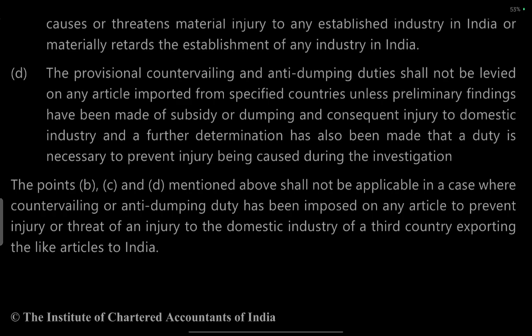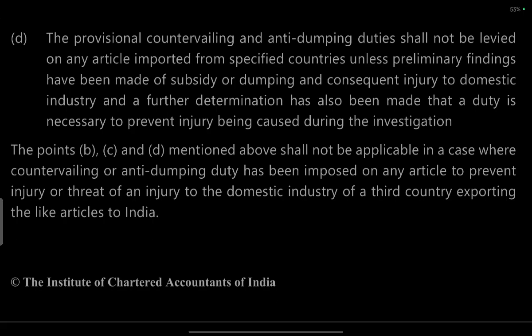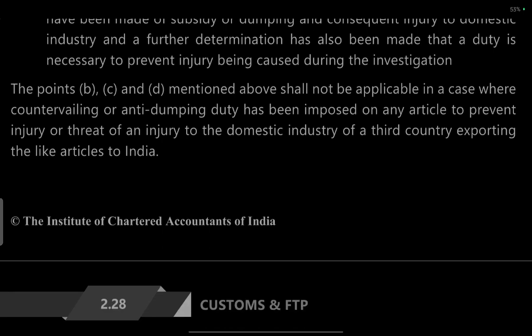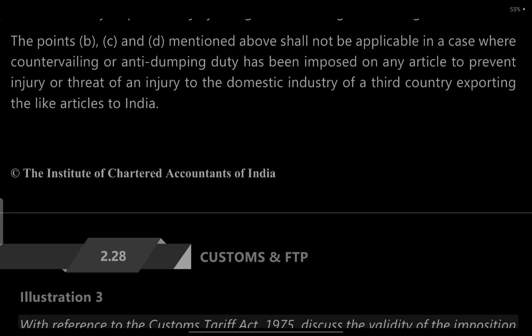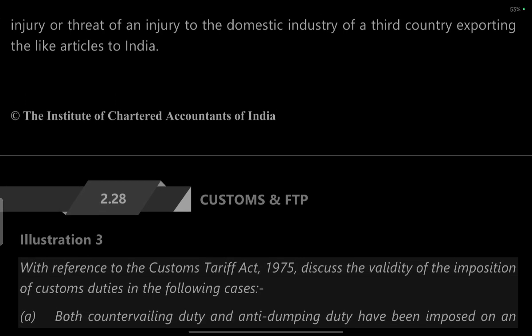The provision is that countervailing duty and anti-dumping duty shall not be levied on any article from a specified country unless a preliminary finding has been made of subsidy or dumping and consequent injury to the domestic industry, and a further determination has also been made that the duty is necessary to prevent injury being caused during the investigation. Points B, C, and D mentioned above shall not be applicable where the countervailing or anti-dumping duty has been imposed on the article to prevent injury or threat of injury to domestic industry, or to third country exports of articles like those of India.